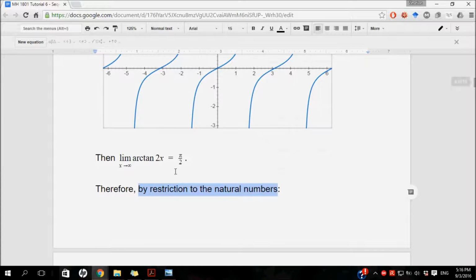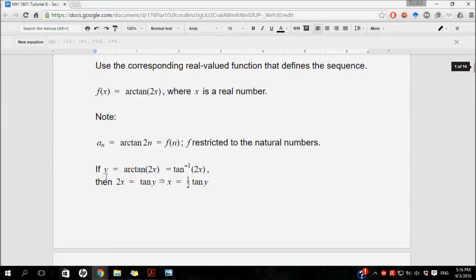Let us note first that if we set y to be arctangent of 2x, which is our function, then because the arctangent is the inverse trigonometric function associated to tangent, we can rewrite this as x equals half of tangent y. So just applying the inverse of the arctangent to both sides will give you 2x equals tangent y, and therefore we obtain x equals half times tangent y.